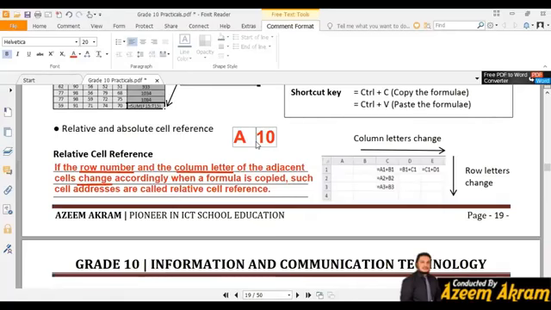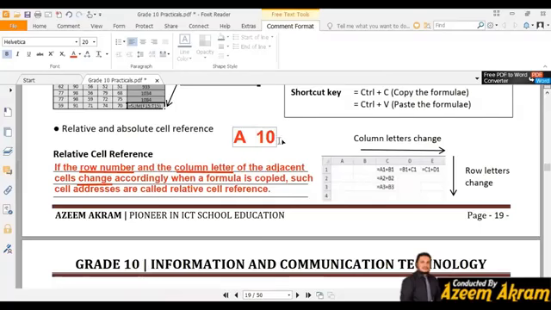Top to bottom, left to right. Okay, why right and bottom? If you drag right, what will be affected, column or row? Column. Exactly, very good. Very good. Right. And if you drag down, what will happen? Row will be affected. Yes, understood. So this is the basic idea of relative cell reference: if you're dragging down, it will affect the row. When you're dragging sideways, it will affect the column.